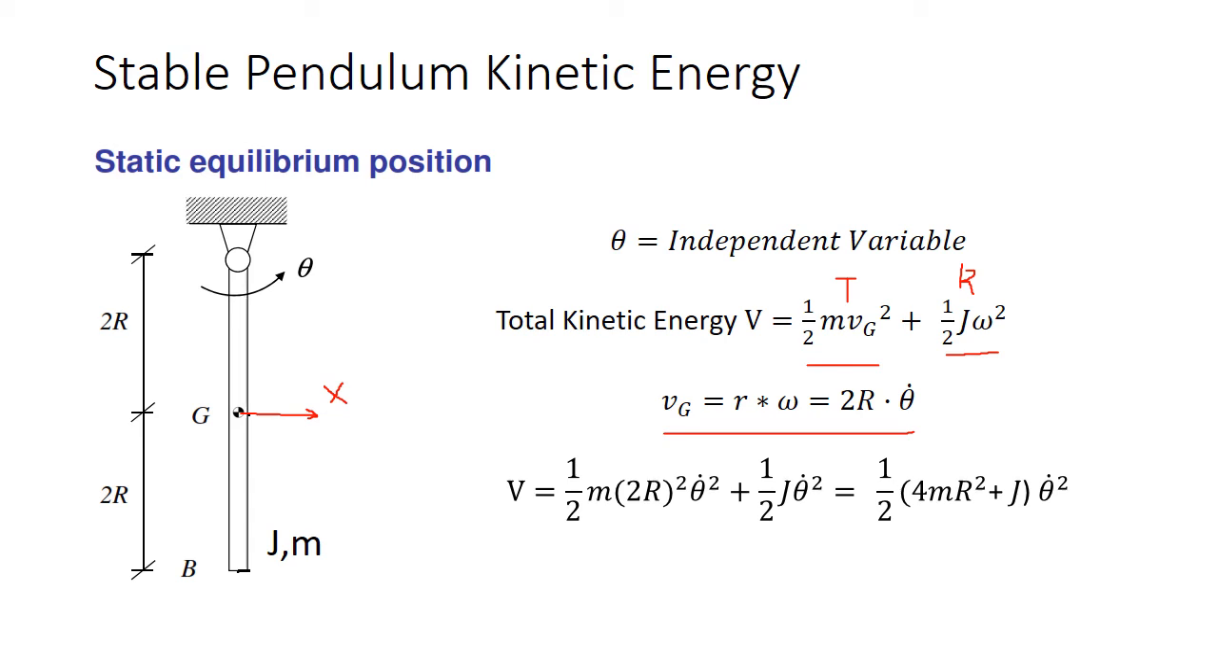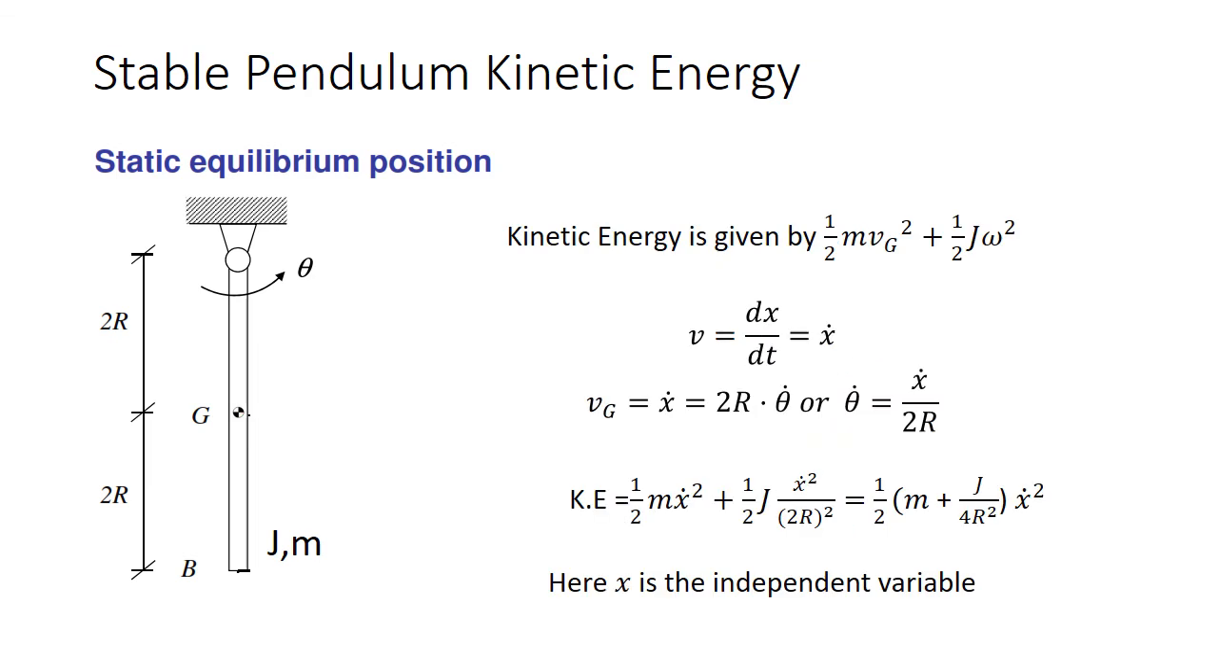In terms of theta, we can write vg or x dot as theta dot times 2r and substitute in the translational kinetic energy term, and we obtain the total kinetic energy in terms of theta. In terms of x, we can write theta dot as x dot divided by 2r and substitute in the rotational kinetic energy term, and we obtain the total kinetic energy in terms of x.